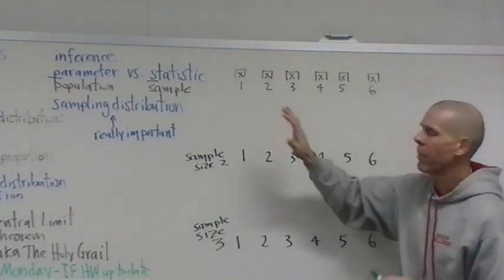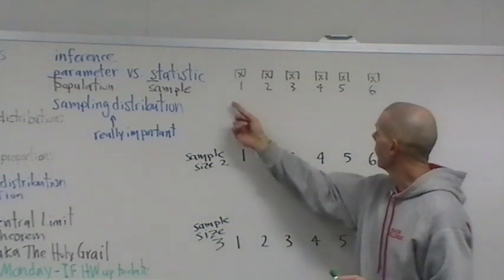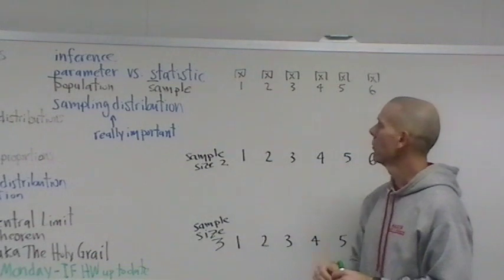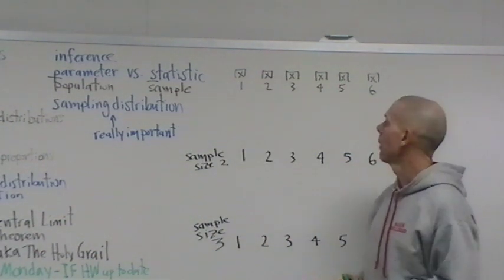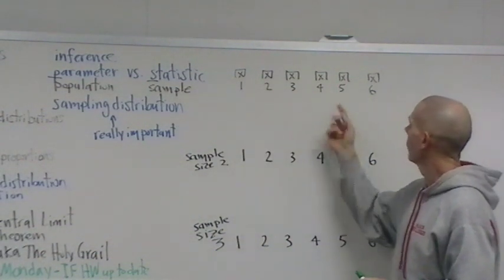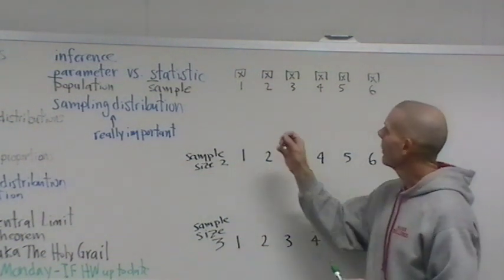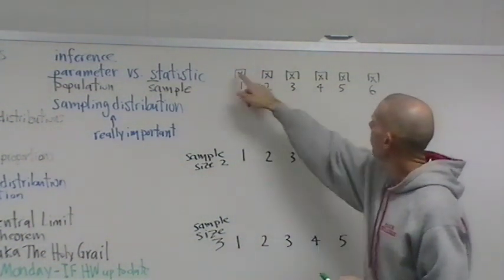Let's just say I have a population, and there's only 6 people in this whole population. One person is 1 foot tall, one person's 2 feet tall, one person's 3 feet tall, one person's 4 feet tall, and on and on. There's only 6 people here.